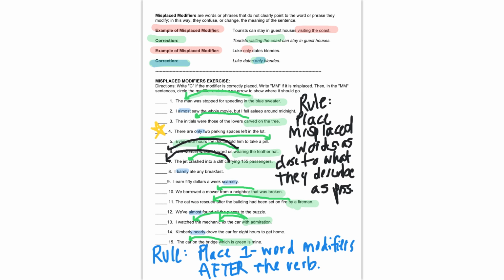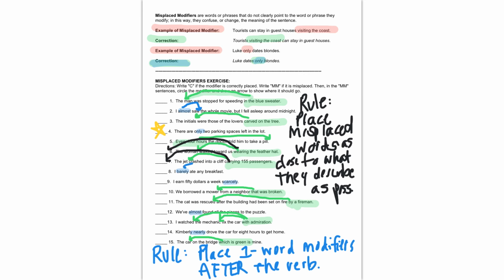The other sentences, though, require that we would have to move those one-word modifiers to after the verb. So I saw almost the whole movie. Not that I almost saw. I wasn't maybe turning my head or standing outside of the theater and saw just a bit of the movie, but I saw almost the whole movie and then fell asleep around midnight. That's going to place the one-word modifier after the verb.